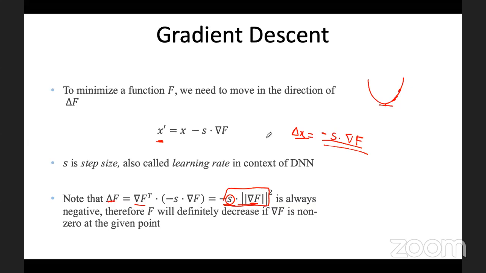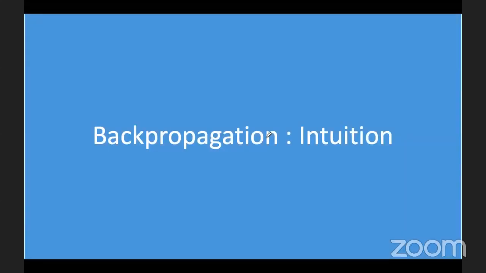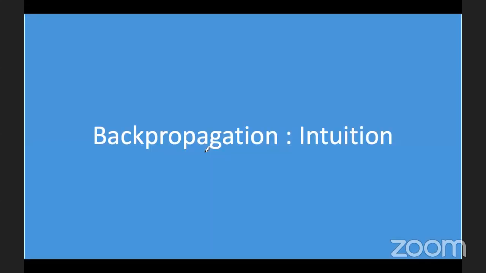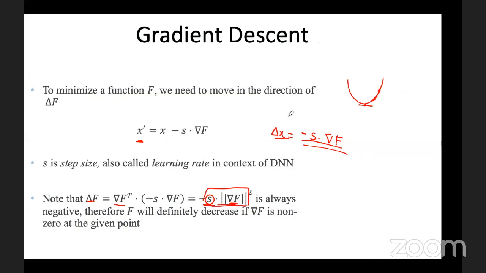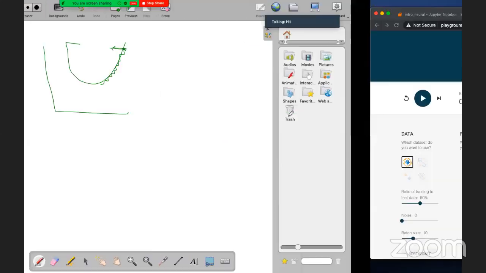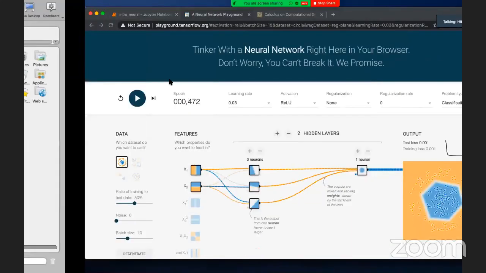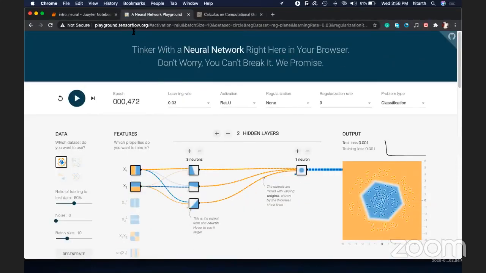Thanks. Okay. So before doing this, I wanted to go to a website that I wanted to show you. I don't know how many of you are familiar. Let's go through it. First of all, I ask you, have you guys seen this site, playground.tensorflow.org?